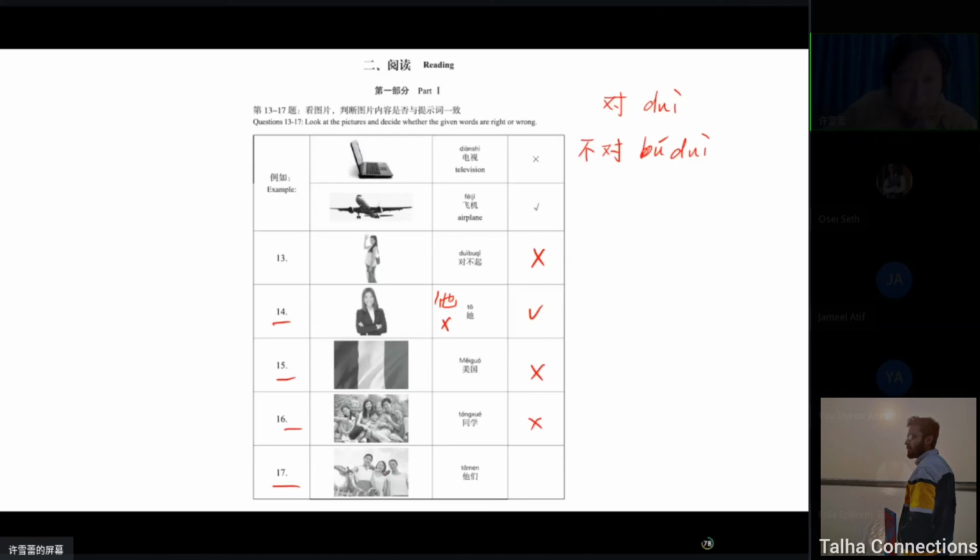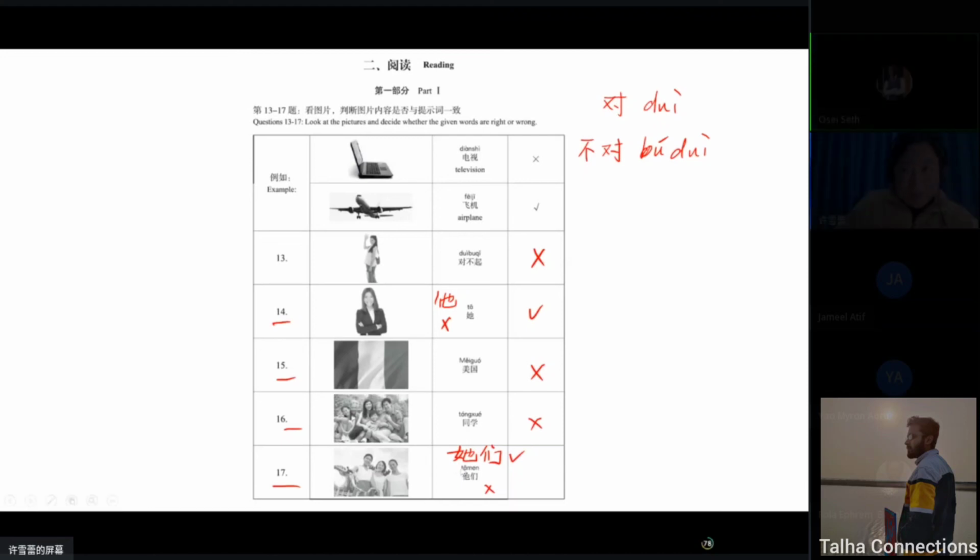Yeah. Because there are three girls. So we should use this ta, right? 他们. 对. Though the pronunciations are the same, the two characters are different. So this one, 他们 is 不对. This one, 对. Got it? They are girls. 对. So we use female ta.